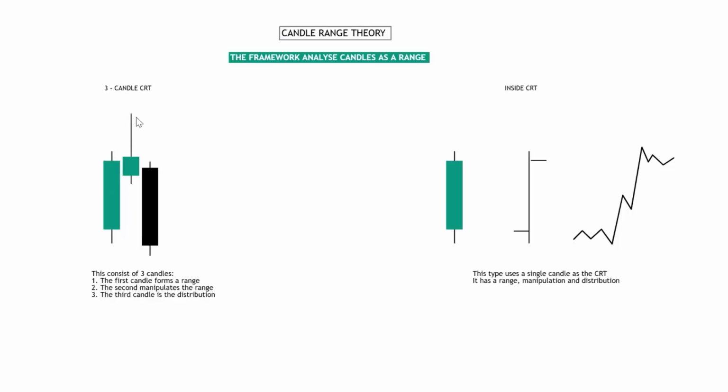So we see this second candle right here, which is a pin bar, is going to manipulate the range. And the manipulation means it could manipulate either the high of the range or the low of the range. It doesn't matter. What we just want to see is the manipulation of the range. And the third candle we have right here is the distribution. The first candle, price ranged. The second candle is the manipulation. And the third candle is the distribution.